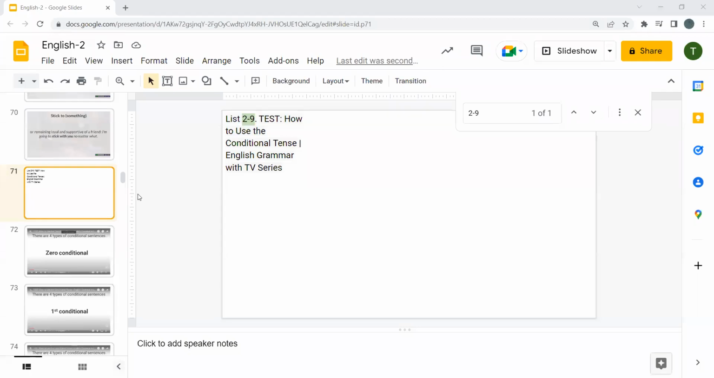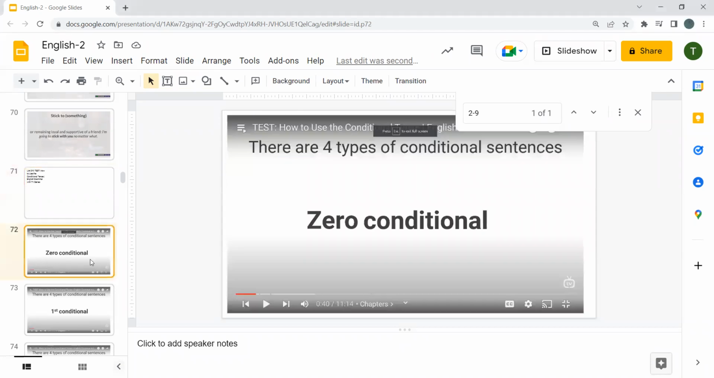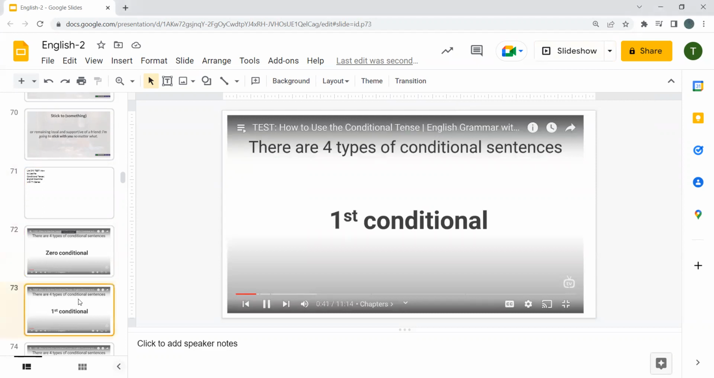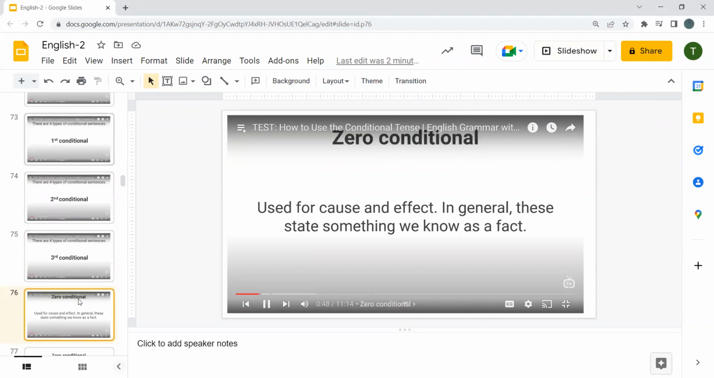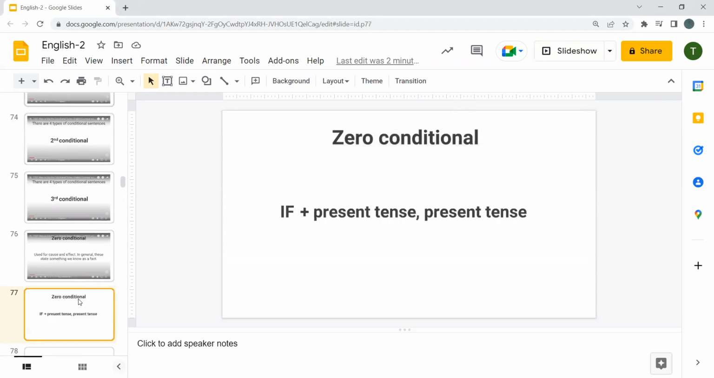Let's test how to use the conditional tense. There are 4 types of conditional sentences: first condition, second condition, third condition. Zero condition is used for cause and effect. In general, this states something we know as a fact.